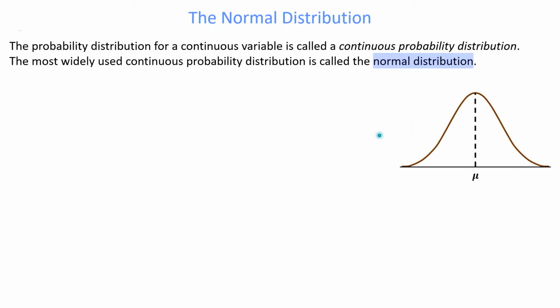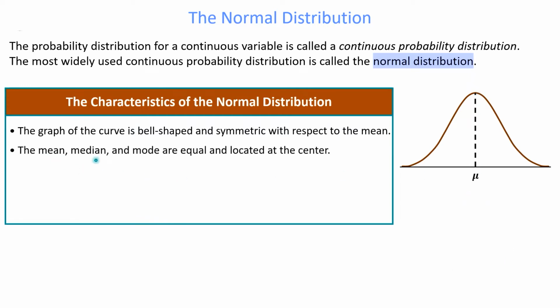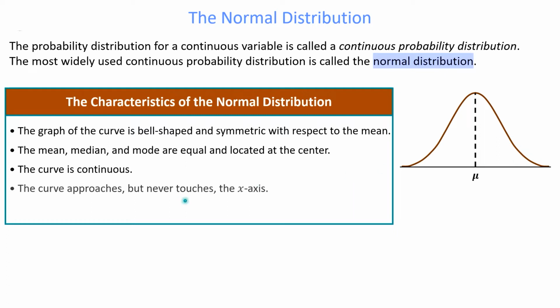Let's look at the characteristics. The graph of the curve is bell-shaped and symmetric with respect to the mean. The mean, median and mode are equal and located at the center. The curve is continuous, so you can see there are no points of discontinuity. And the curve approaches but never touches the x-axis. You can see at the tail ends, it approaches but never touches the x-axis. And the total area under the curve is equal to 1 or 100%.